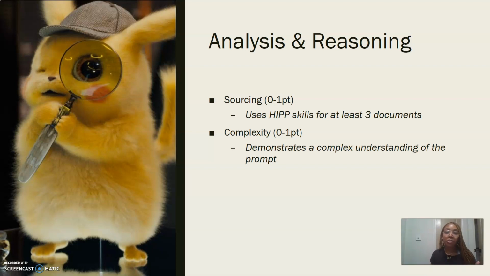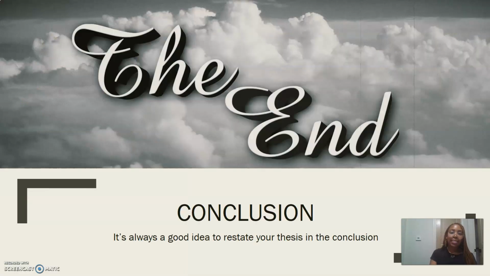And then with HIP, you don't have to do all 4 letters of HIP. You can just pick 2. So for one document, you might do the purpose of that document. Another document, you might do the intended audience and so forth. But to earn 1 point, you need to do that for at least 3 documents. So pick one of the skills and then do that for 3 documents. And then lastly, the conclusion.